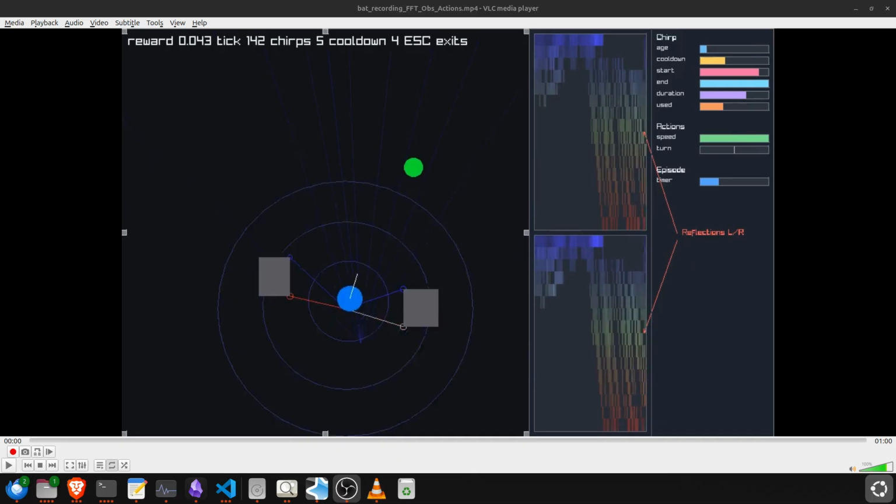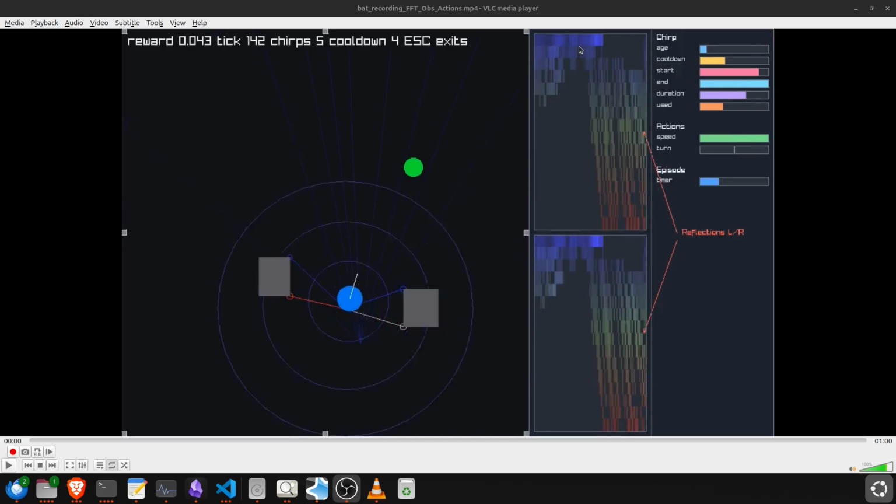I tried to think of what would be a good sound environment, and my idea was this bat catching a bug. The bat sends out its chirps, and its only observation is the chirp information, like how long ago it chirped, the start and end frequency, the duration of the chirp, how many it used, and a timer. It doesn't actually get the actions as observations. I just wanted to render that.